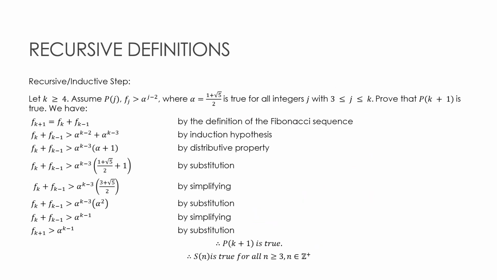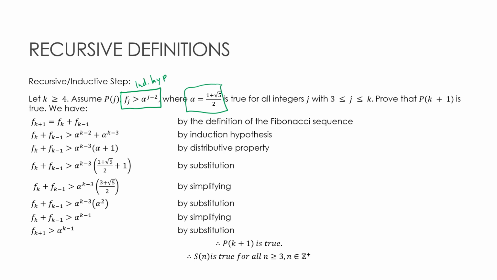And now comes the fun part, and as you can see I have it all laid out for you so you don't have to wait for me to uncover it. But let's look at where we're starting and where we're going before we go through all of this. Essentially what we're saying is we have to assume that this is true. This is our inductive hypothesis. We're going to assume that f sub j is greater than alpha to the j minus 2, where of course alpha is still 1 plus radical 5 over 2.